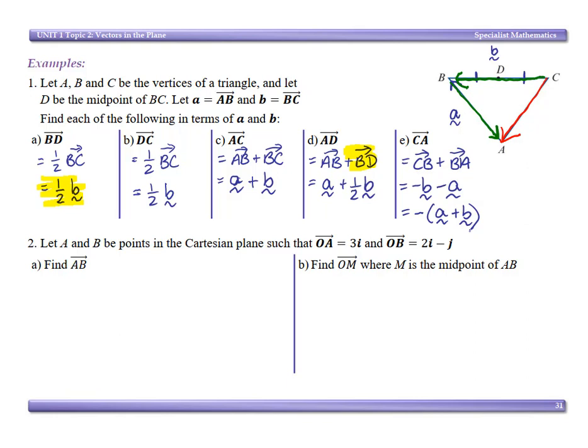Next, let A and B be points in a Cartesian plane such that OA equals 3i and OB equals 2i minus j. Find AB. So AB equals B minus A. Or your other way of writing it is OB minus OA. So that's going to be 2i minus j minus 3i, which is minus i minus j.